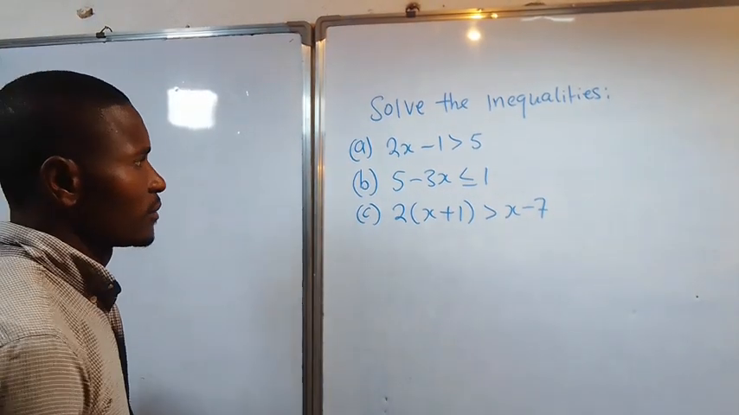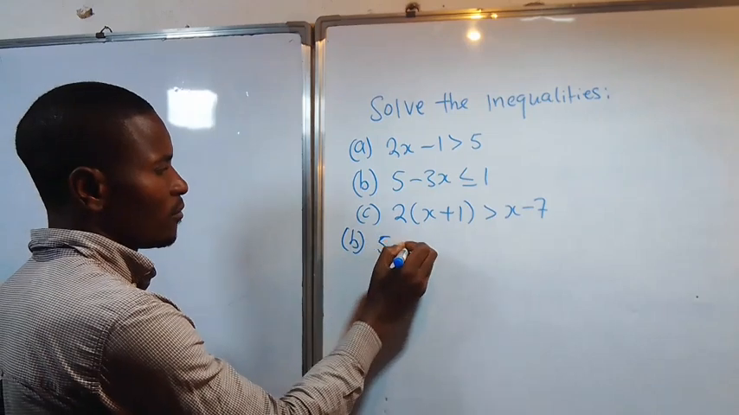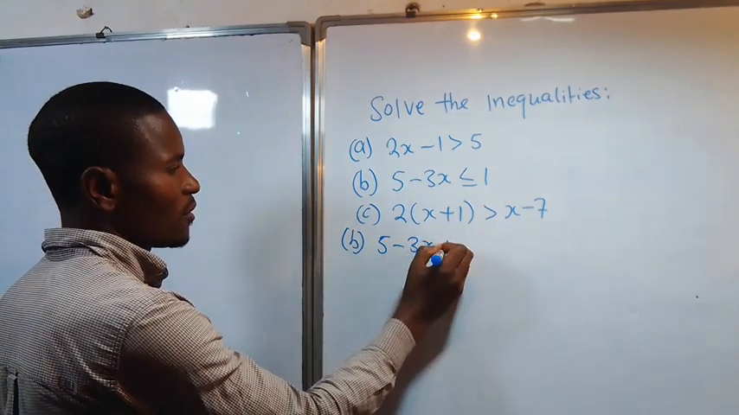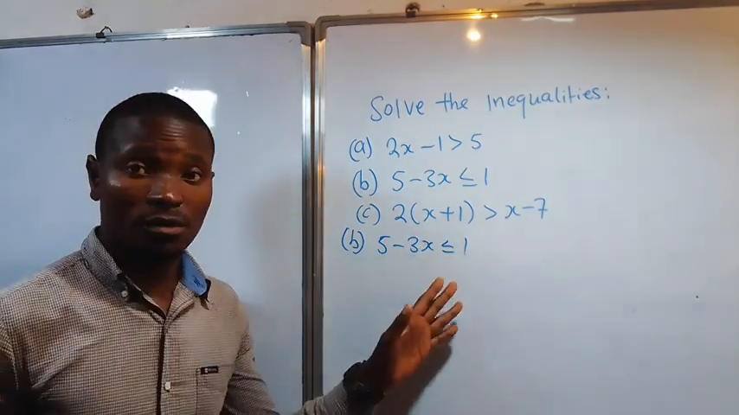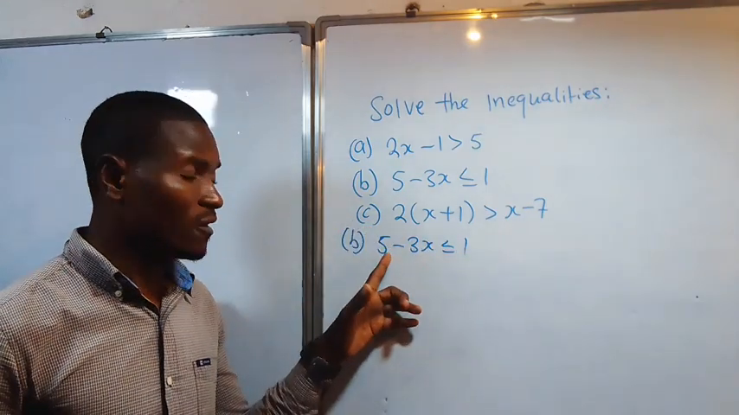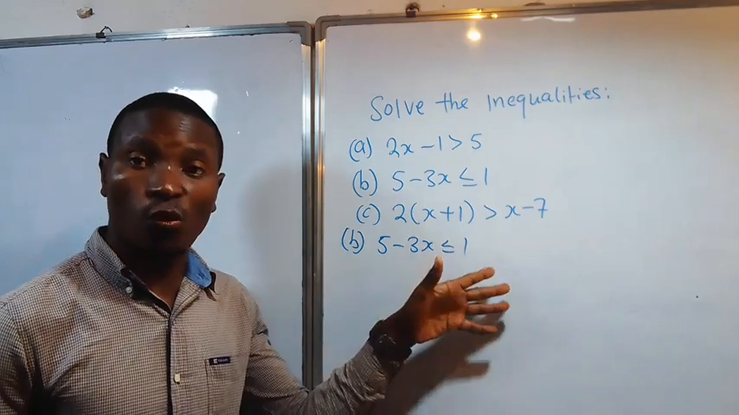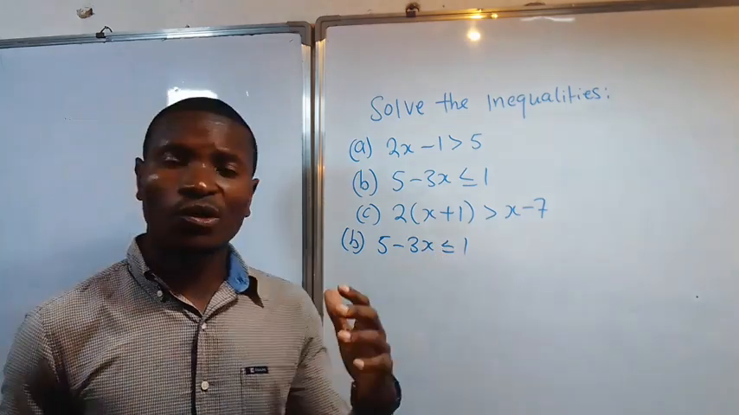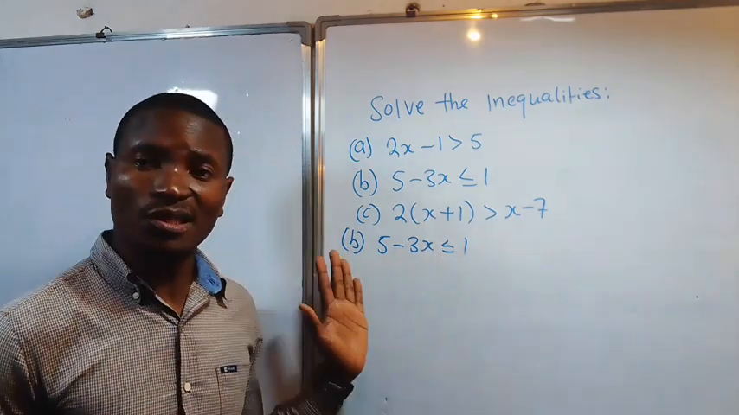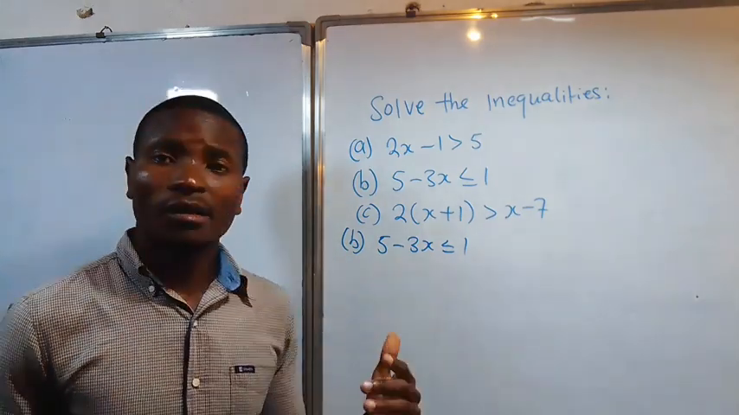Okay, so now on B, we have 5 minus 3x is less than or equal to 1. Again, when you are reading, remember, we always start from left going to the right. Now, what do you do?